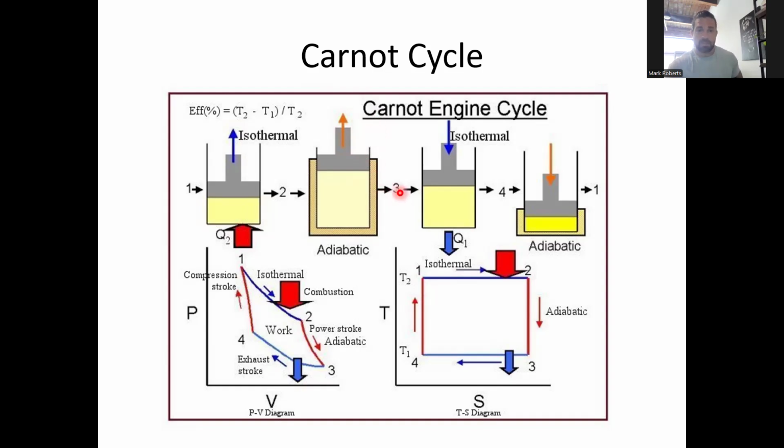And then next, we take this cylinder and put it in contact with a cold reservoir, and this could be ambient, for example. So again, the hot reservoir could have our heating source, and the cold reservoir could be like an ambient temperature.